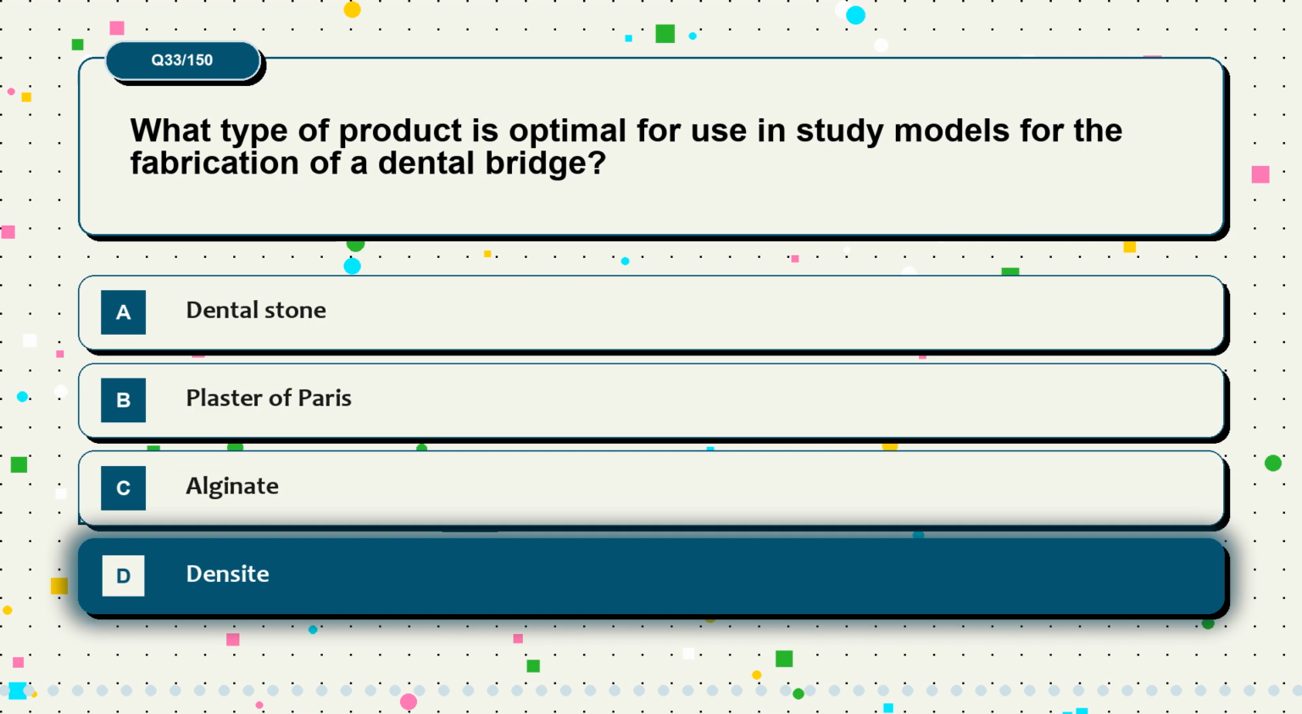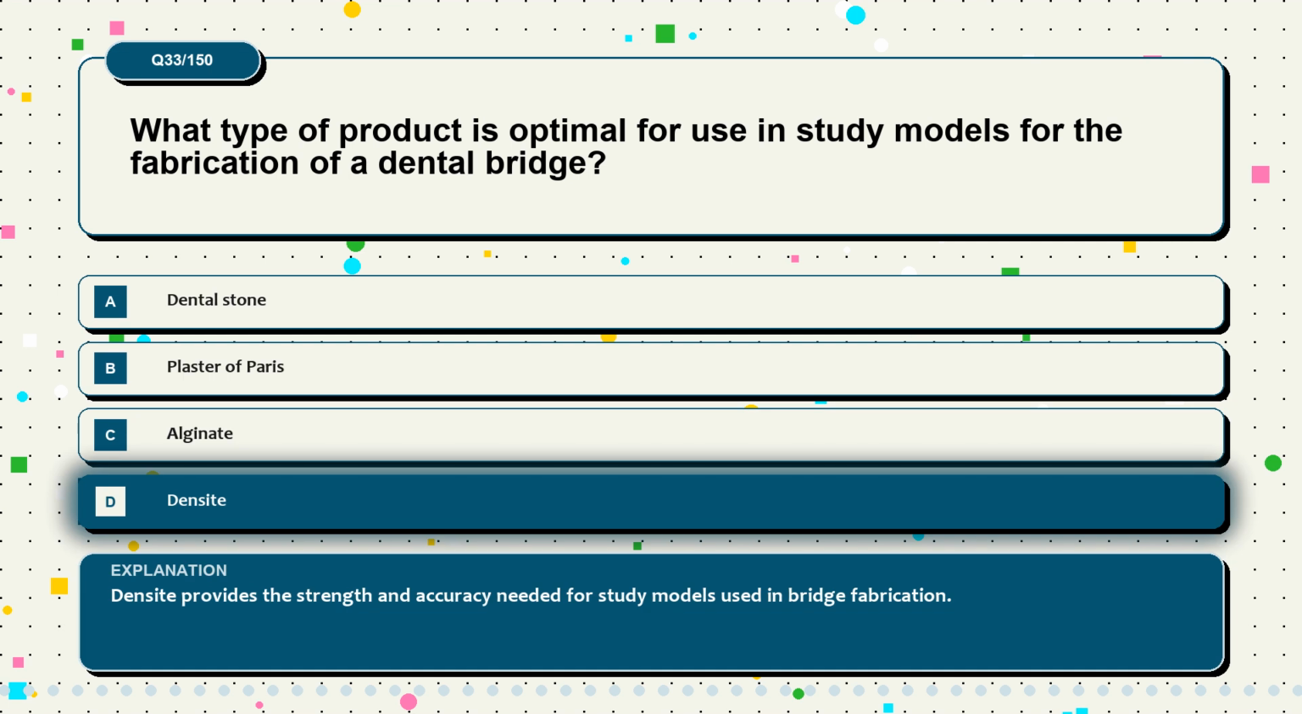The correct answer is option D, densite. Densite provides the strength and accuracy needed for study models used in bridge fabrication.